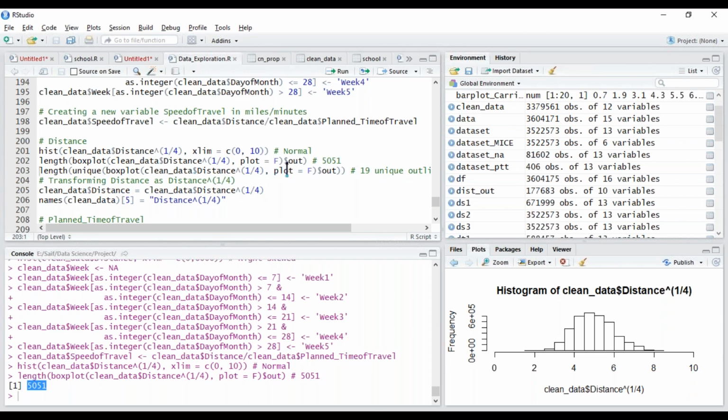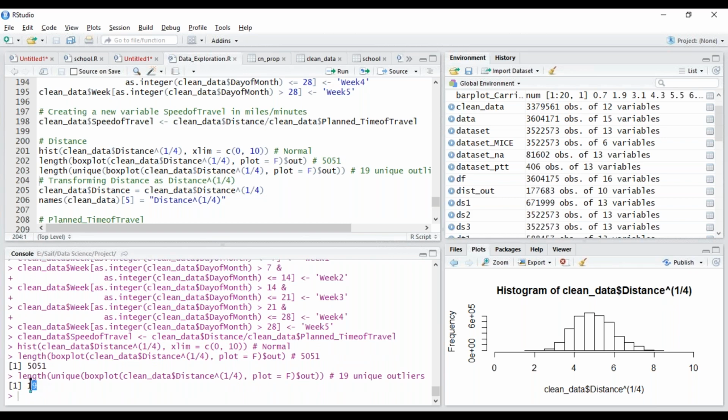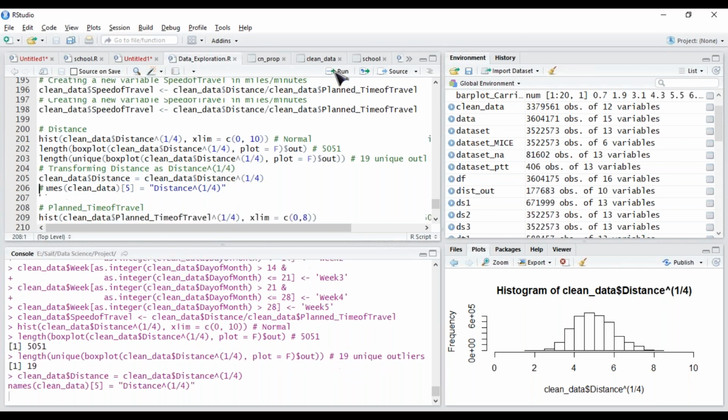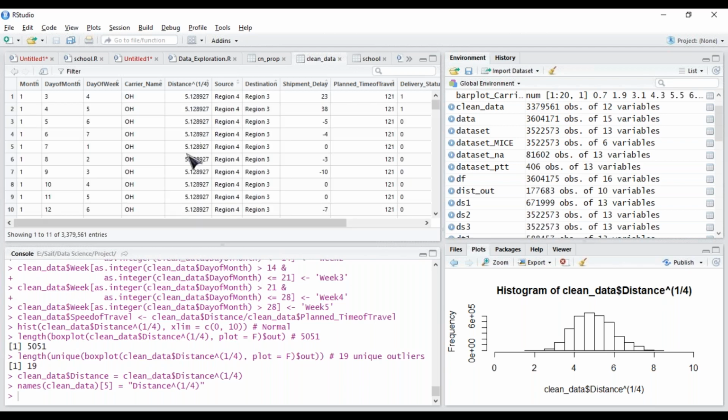Now let me look at the unique outliers that I have in this 5,051. The unique outliers is just 19. So there are 19 values which are acting as outliers in the entire data set for that variable, distance, for all those rows. So what I'm doing is I'm converting this distance to the power of 1 by 4, and I'm renaming it as distance to the power of 1 by 4. So let me do that. So my variable now, instead of distance, has become the fourth root of distance. I need to remember that it is not just distance now, it is the fourth root of distance.